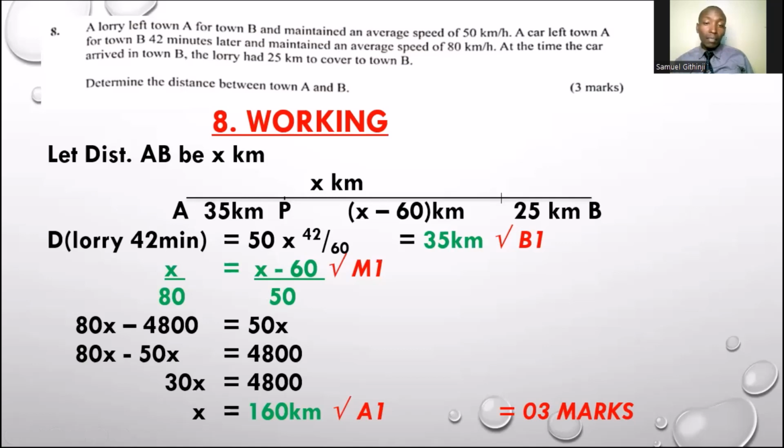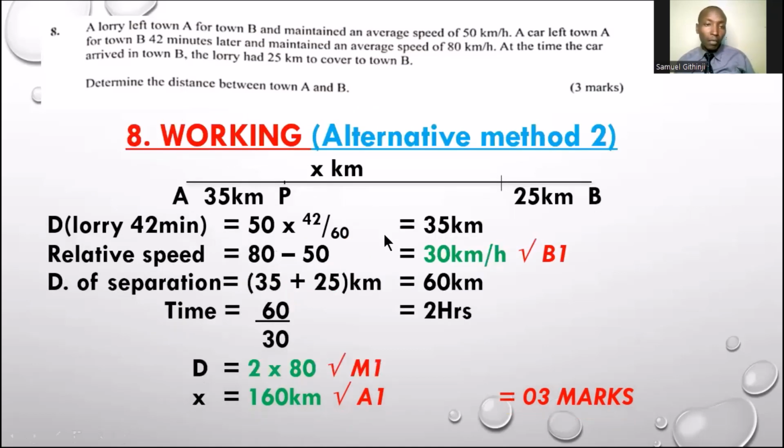Having done that, it's a matter of solving the equation, my student. You cross multiply here. If I cross multiply, this is 50x, 80x minus 4800. You can see, like I have done the solution here. I have solved this one. With that, if you go ahead, 30x is 4800, you get 160 kilometers. So the distance from A to B is 160 kilometers. That is method 1. Okay, let's move on and try to see an alternative method.